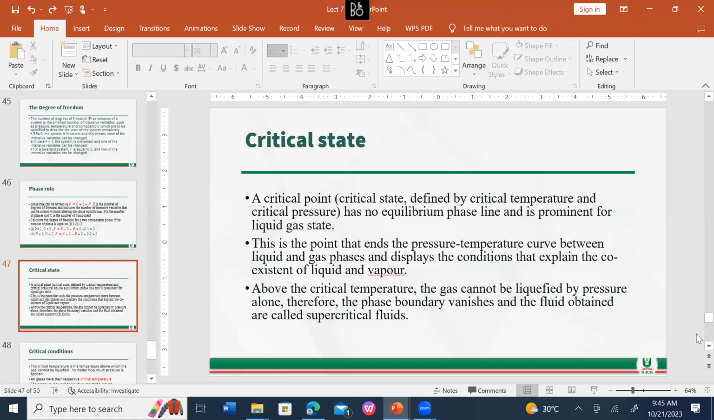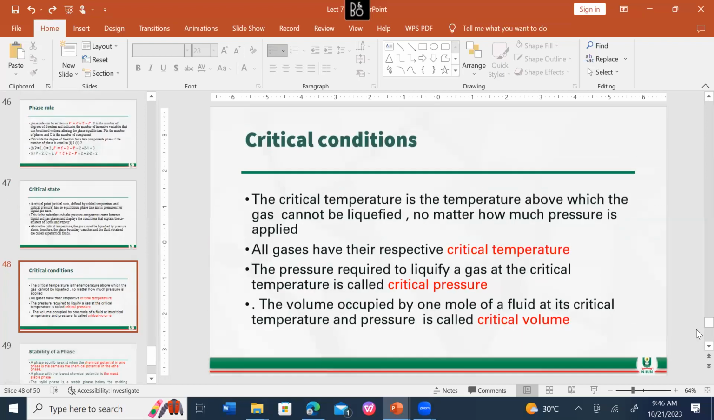Now the critical point, defined by critical temperature and critical pressure, has no equilibrium phase line and is prominent for the liquid gas state. This is the point that ends the pressure temperature curve between liquid and gas phase and displays the condition that explains the coexistence of liquid and vapor. Above the critical temperature, the gas cannot be liquefied by pressure alone. Therefore, the phase boundary vanishes and the fluid is called a supercritical fluid. So that is what you see there, critical condition.